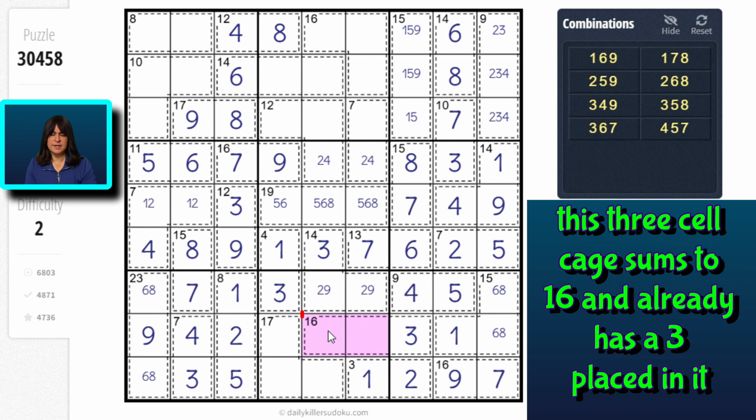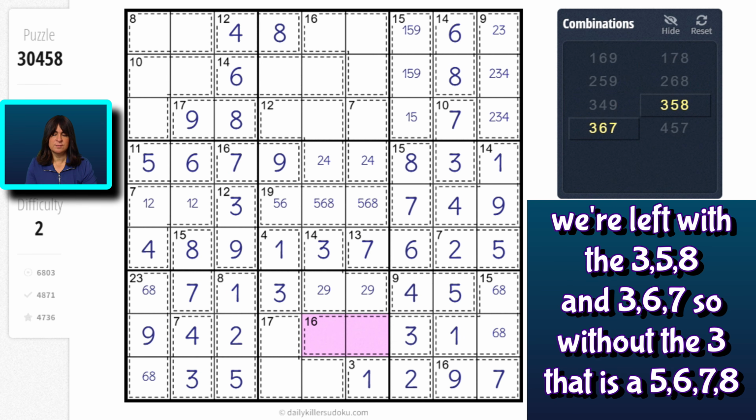Okay, now let's have a look at this 16 cage here. It's just 2 cells across, and it needs a 3 in it. And it can't be a 9, 4, 2, or 1. So I can cross off all those combinations, and I'm left with a possible 5, 6, 7. Well, this can't be a 7.